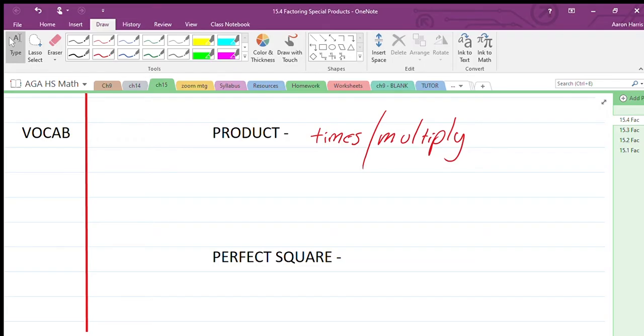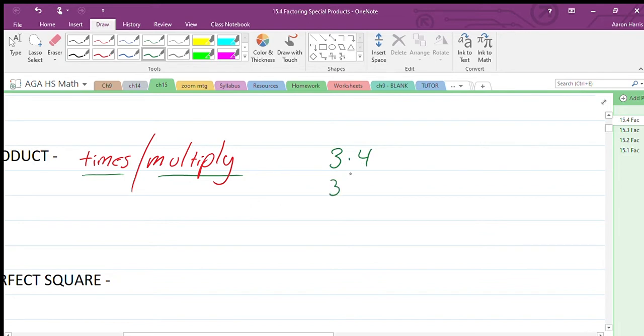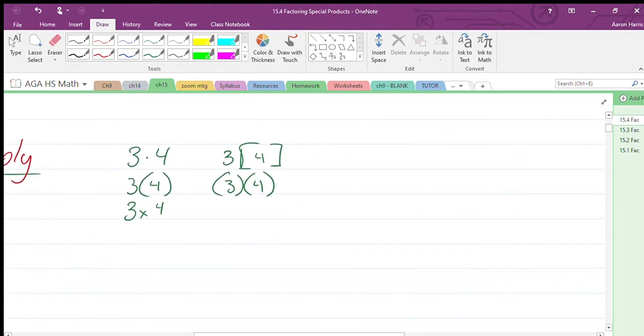Vocab of the day: product. What does product mean? It means to multiply, or just times something. I always go into this because I want to make sure you understand that 3 times 4 is the same thing as 3 times 4 written in different ways. All of these are just different ways of writing multiplication. So you have to understand that.